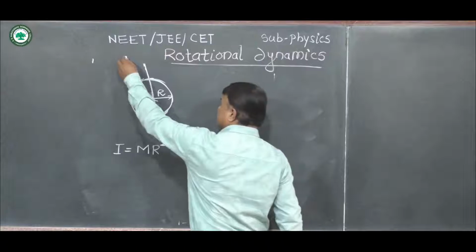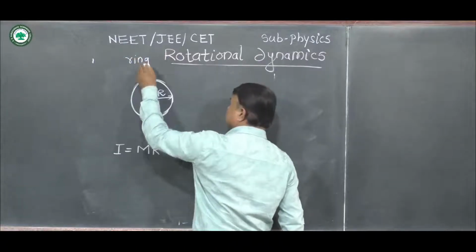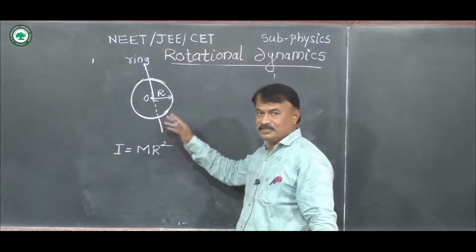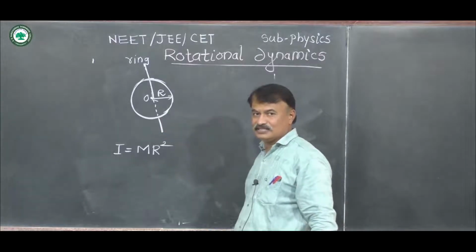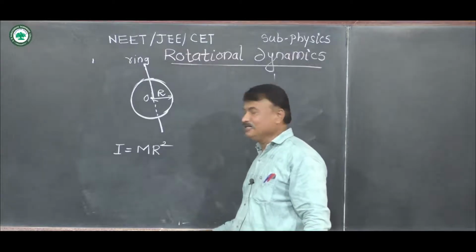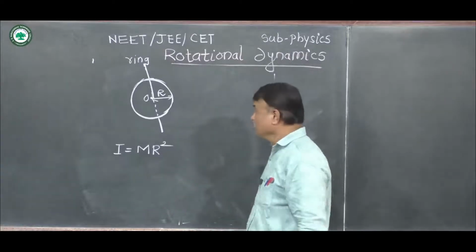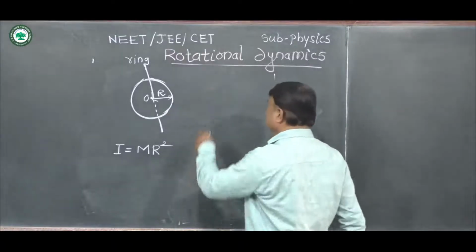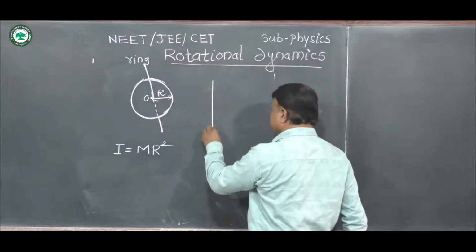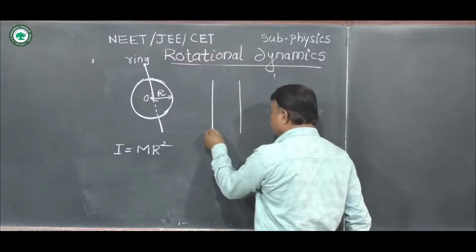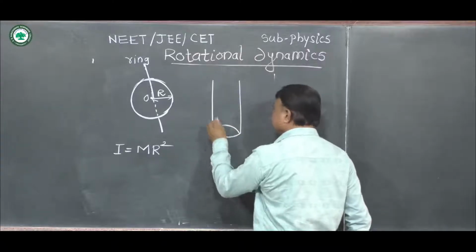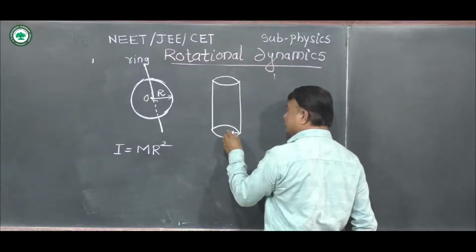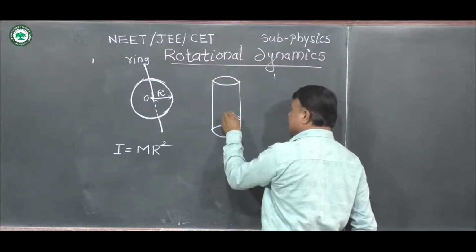Here we consider a thin uniform ring. This ring is rotating about an axis in any sense, clockwise or anti-clockwise. Then its moment of inertia is MR square. Now when we place the same rings one above the other, there is formation of a hollow cylinder, having the same radius as the ring, capital R.